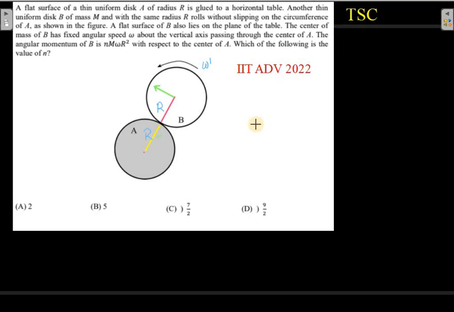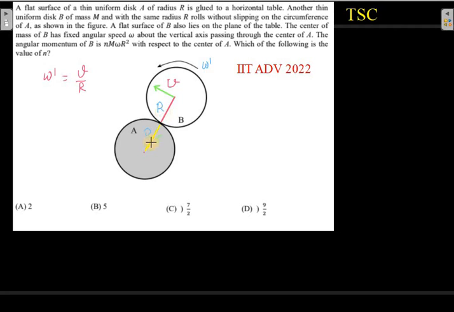Here, the angular momentum of this disk B about this axis is given as n into m into omega into r square. Let the velocity of the center of mass of disk B about this axis be V. Since this radius is R, we can write omega dash will be equal to V by R.